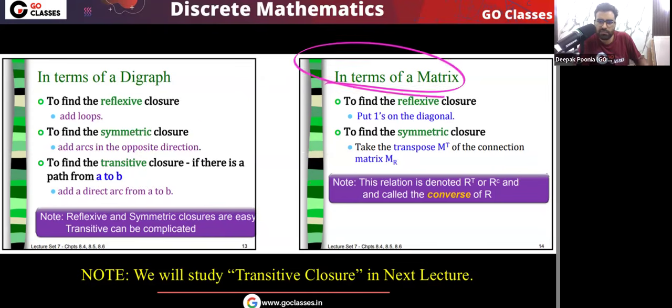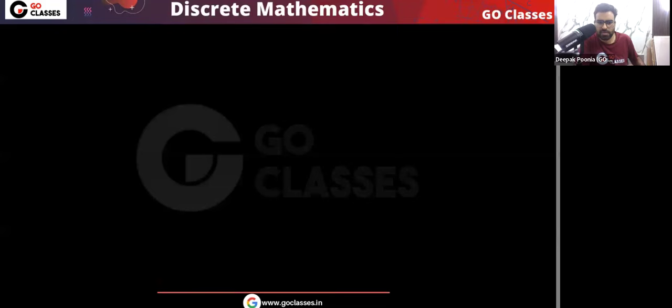If the relation is given as a matrix representation, then how to find the reflexive closure? You put ones in the diagonal. How to find the symmetric closure? You take the transpose and then you take the OR. Very simple.